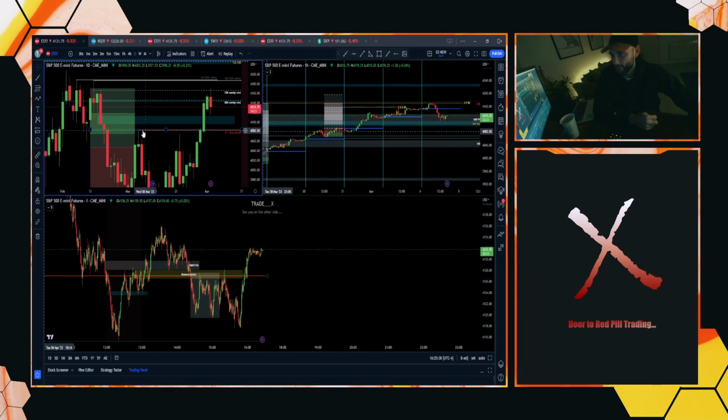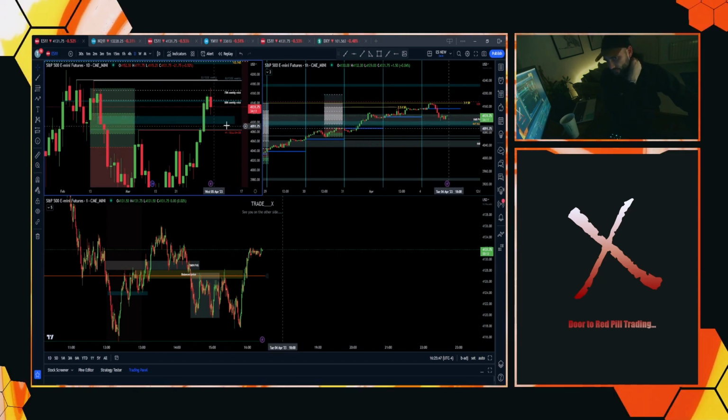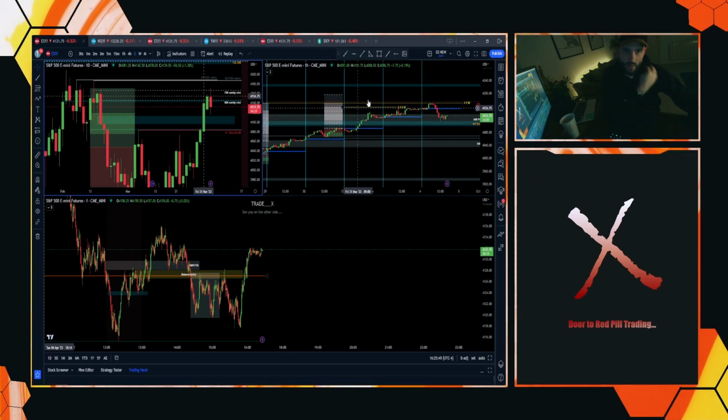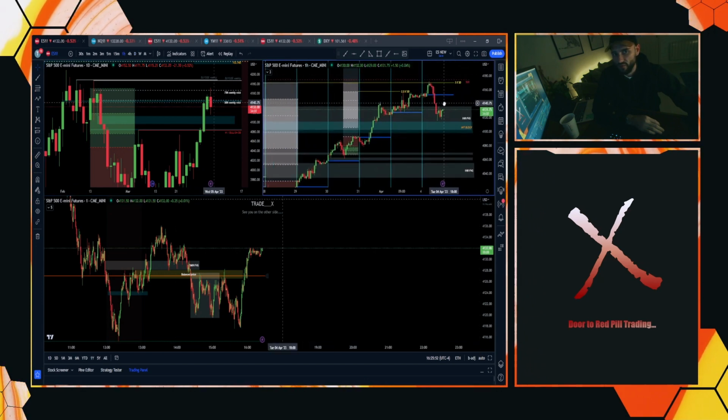Because just below it, this is last month's open price. Last month's open price. Okay, so I'd want to see it hold this SIBI for expansion higher. But if it breaks through this, we could be seeing the start of a recession.